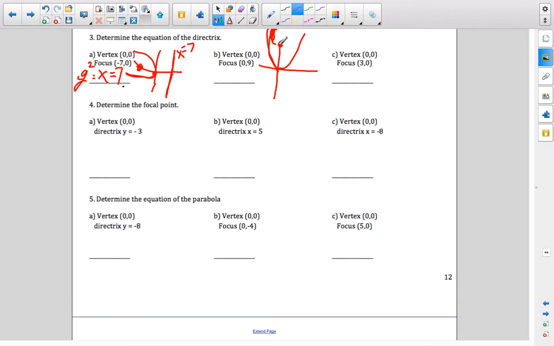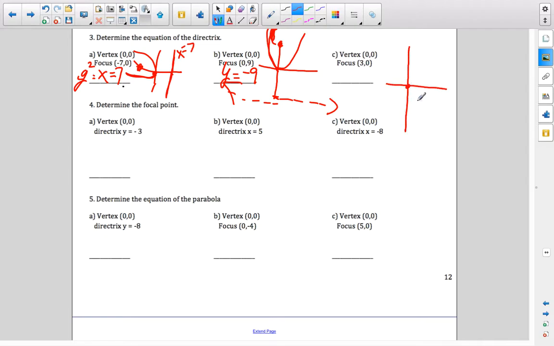Okay, that means our directrix, if this is at 0, 9, has to be 0, negative 9, going the other way. So the directrix line is going to be equal to y equals negative 9. Okay, because the focal point is at positive 9, we're going to go the opposite direction, and this line, the directrix, will be at negative 9.